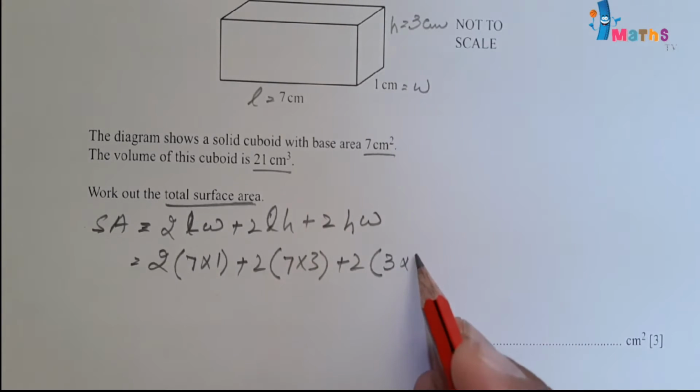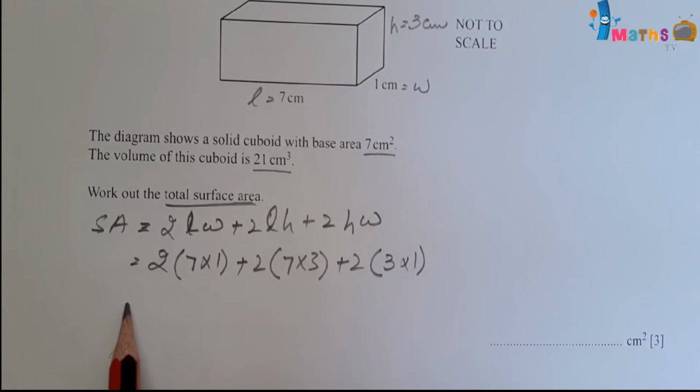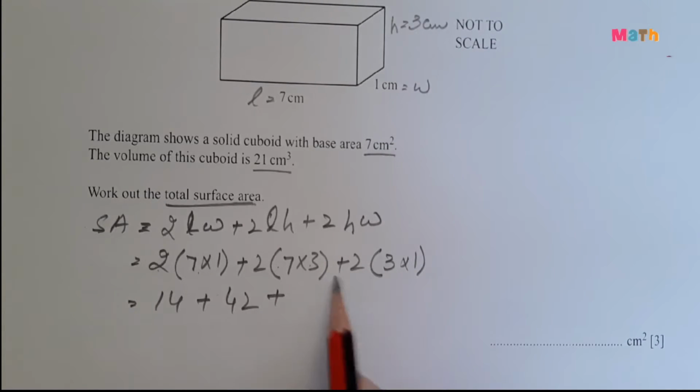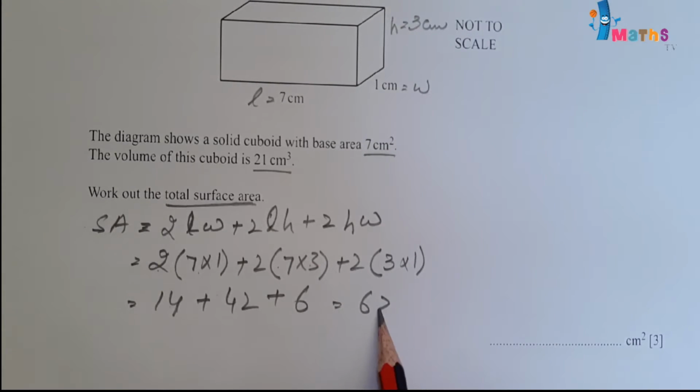width, which is 1. So if we simplify, this will be 14, plus this will be 21 into 2, 42, plus this will be 6, so this will be 62. So we can write answer as 62 centimeters square.